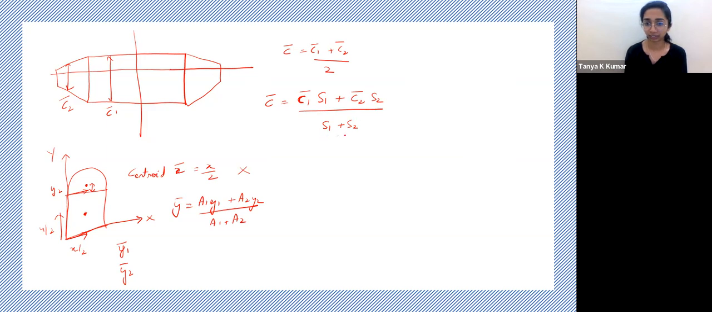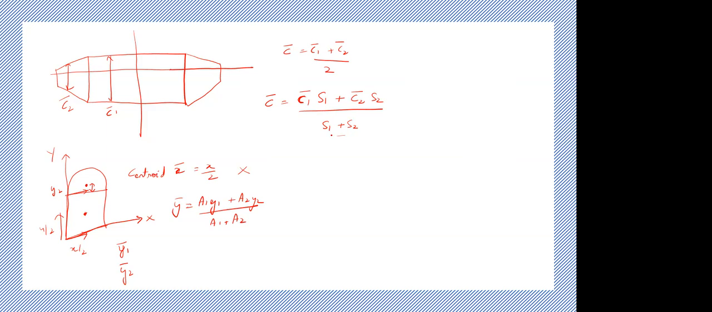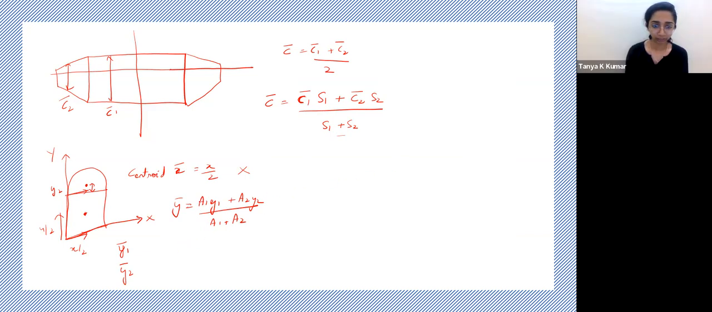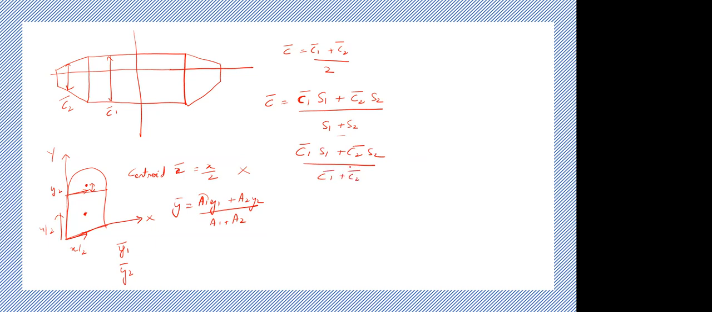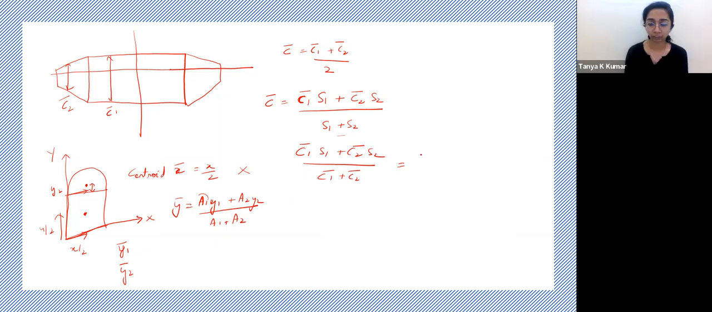Do you understand why it is S1 plus S2 at the bottom? Ma'am, I didn't understand clearly, ma'am. Okay, so for centroid, it was A1 Y1 plus A2 Y2 by A1 plus A2. Let's try doing it with dimensional analysis, okay? What you said was C1 bar S1 plus C2 bar S2 by C1 plus C2. This is what you said, right? Yes, ma'am.